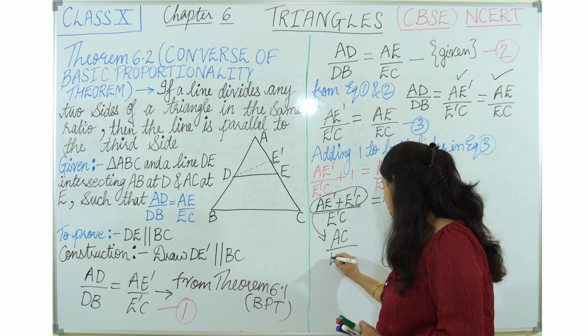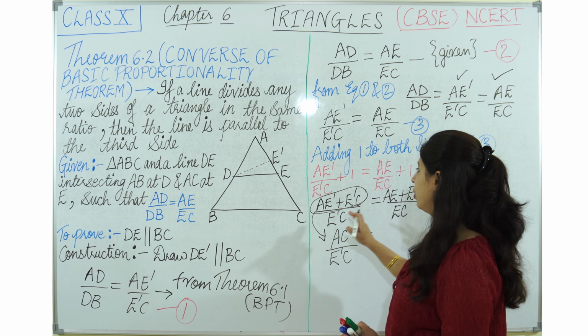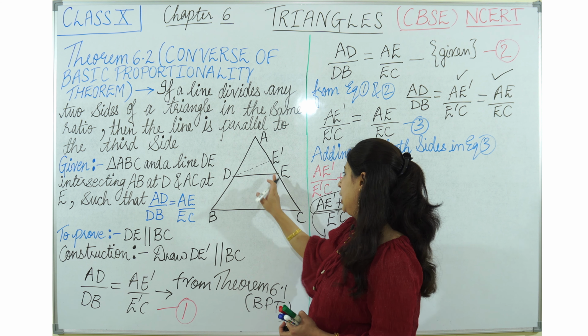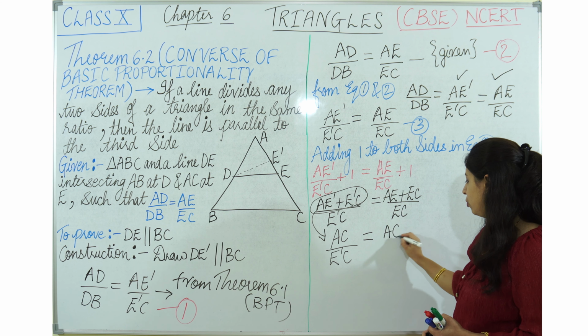So it will be AC upon E dash C. And over here also AE plus EC will also be equal to AC. From the figure it is very much clear over here. So AC upon EC. So AC gets cancelled on both sides. So from here we will be getting 1 upon E dash C to be equal to 1 upon EC. So again the C gets cancelled.